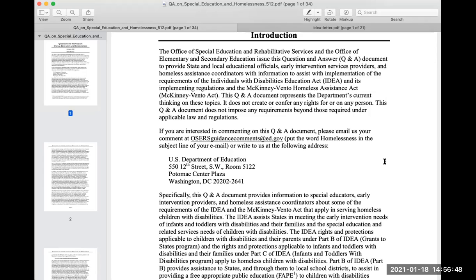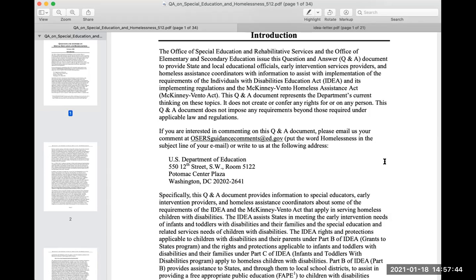This Q&A document represents the department's current thinking on these topics. It does not create or confer any rights for or on any person. This Q&A document does not impose any requirements beyond those required under applicable law and regulations. If you are interested in commenting on this Q&A document, please email us your comment at oscrskydancecomments@ed.gov. Put the word homelessness in the subject line of your email or write to us at the following address: U.S. Department of Education, 550 12th Street, SW, Room 5122, Potomac Center Plaza, Washington, District of Columbia, 20202-2641.